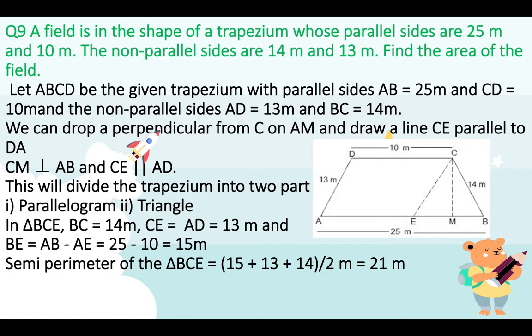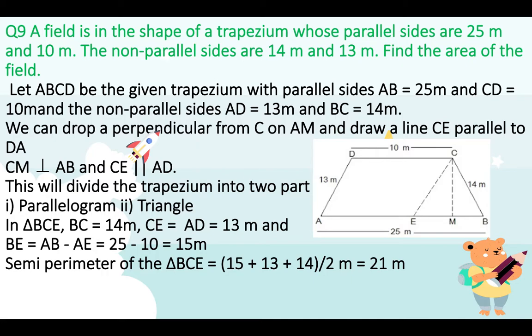So let this line meet AB at M. So CM is perpendicular to AB. Then what is the second thing that I will do? I will draw a line parallel to AD. So in this, what will happen? The length of the line AD and the line CE will be 13 centimeters. They will be equal.